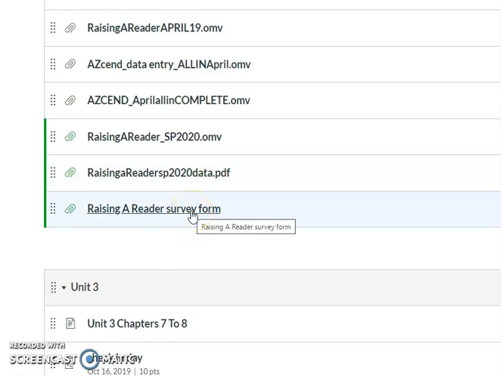The survey form, when you open it up, is going to have this weird download and a date. I used a scanner to bring it in, but this is going to be a really helpful guide as you're interpreting the output. The purpose of the video today is to review the Raising a Reader data to assist you in putting together that poster presentation, which I will turn around and be sharing with AZCEND.